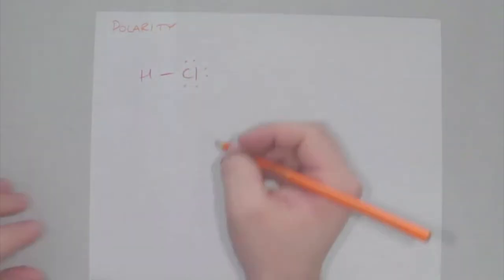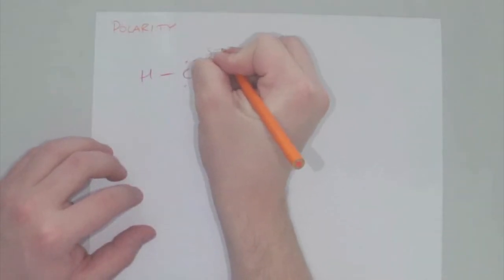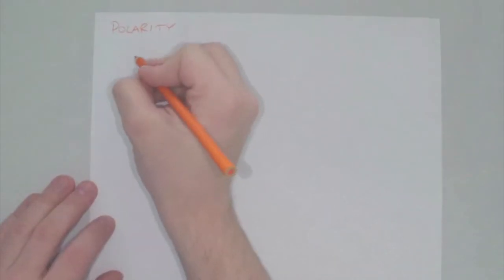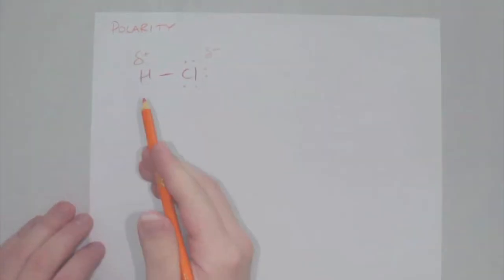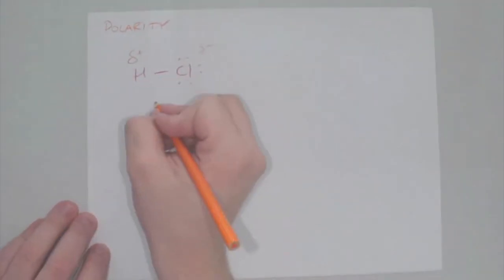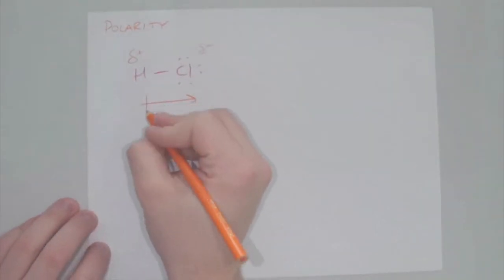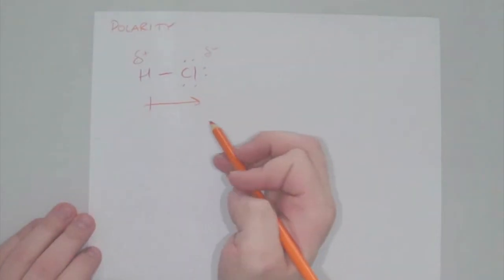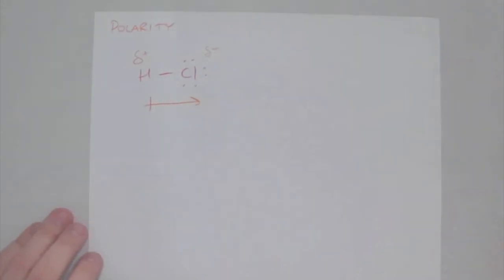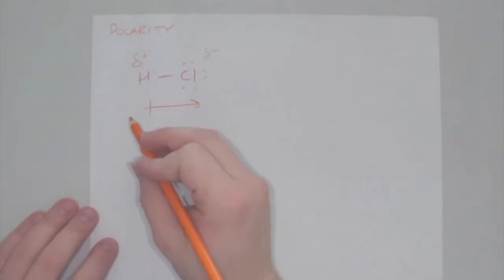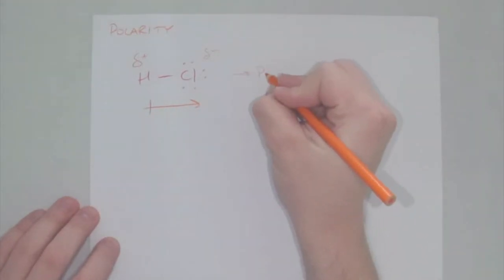What we can do is label this as a delta minus for more electronegative, and this as a delta plus for more electropositive. You can draw this arrow with a line towards the electropositive side, and the arrow is pointing towards the more electronegative side. And because there is an arrow pointing, this is going to be a polar molecule.